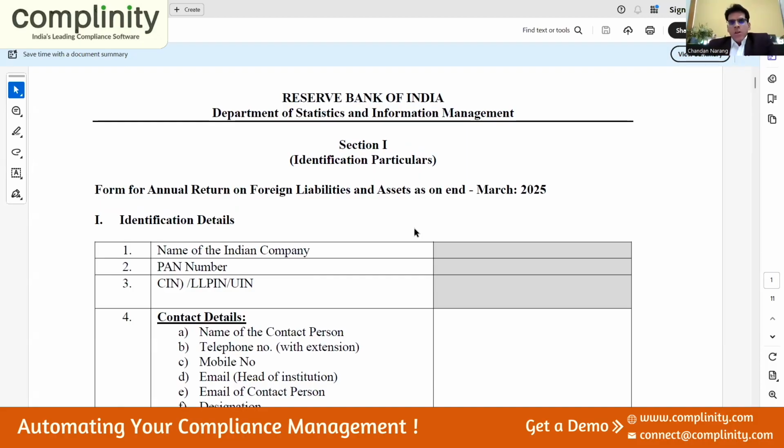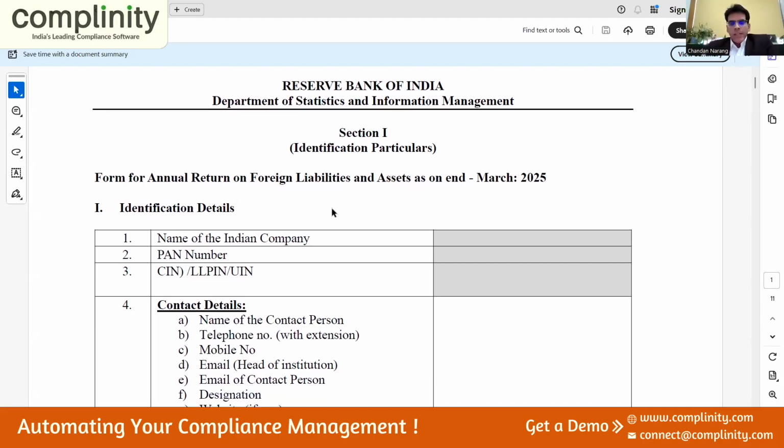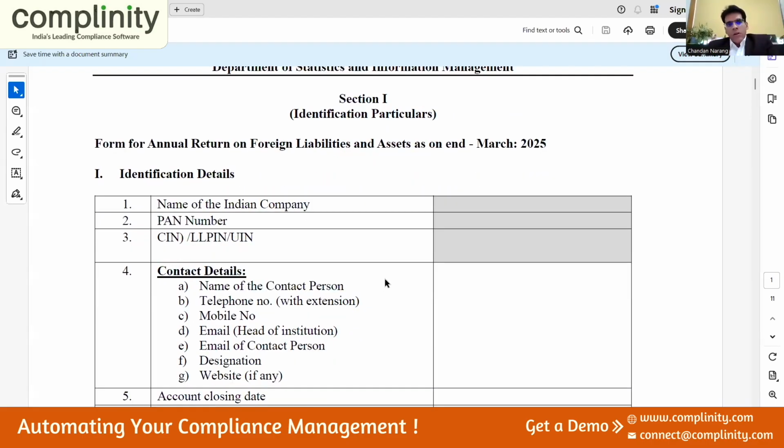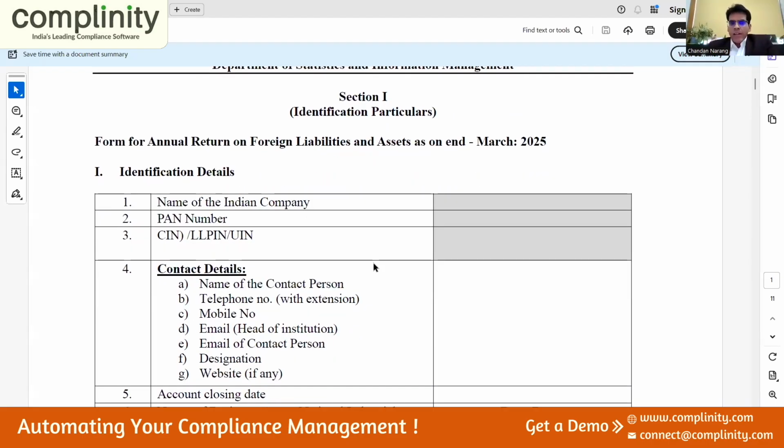Okay. So the entire FLA runs into four sections. There is a fifth section also, which is a variation report, but majorly we have to fill in information in the first four sections. Section one talks about normal company related details, the identification details: name of the company, PAN and CIN, or in case of LLP, it's LLPIN. For other entities, it is UIN. These details are generally auto-filled because we've already provided them while registering our entity. The gray shaded ones are the ones which are auto-filled, for the understanding of everyone.